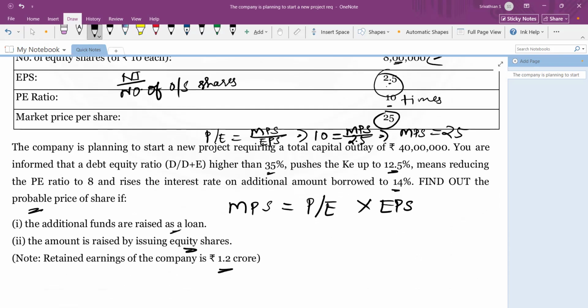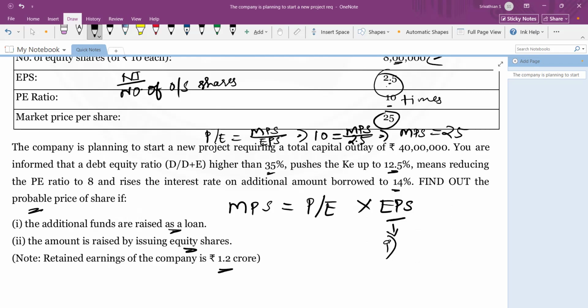So similarly, they are asking us to calculate the market price of the share if this additional capital of 40 lakh rupees is raised in the form of a loan. So if you're raising this additional 40 lakh rupees of capital in the form of a loan, your EPS will change, right? So calculate that new EPS under the first financial plan. If you're raising this additional capital of 40 lakh rupees in the form of a loan, it might change your P/E ratio or it might not change your P/E ratio. Why?